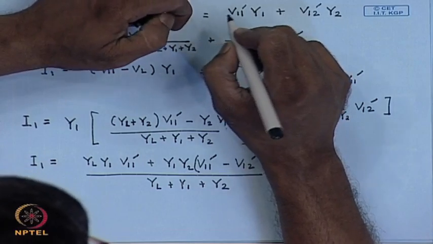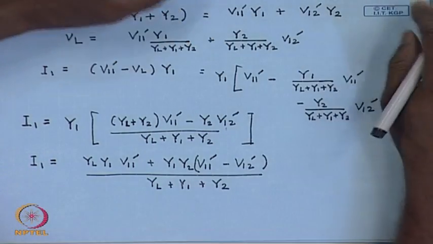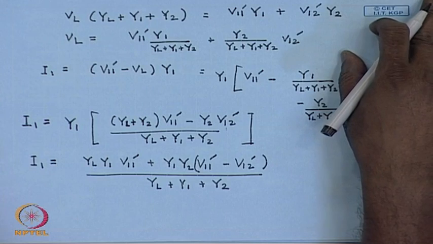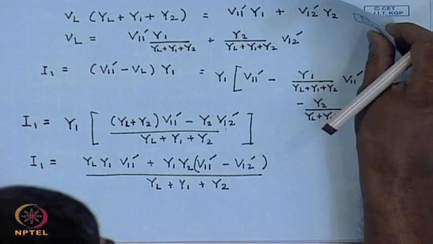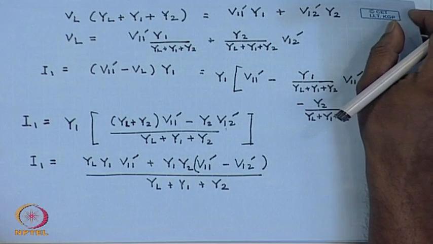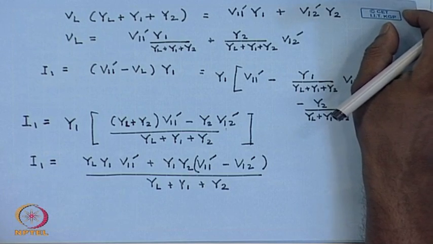The value of I2 can be found in a similar manner, and once Y1, I1 and I2 are found out, the KVAs supplied by them can also be determined.